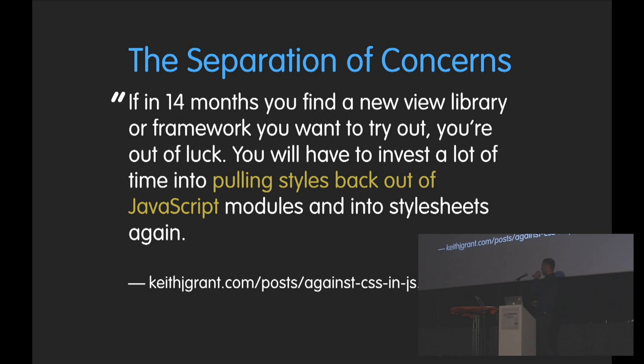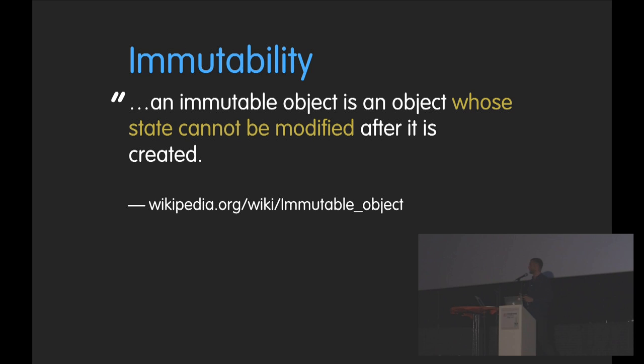Immutability, who's heard of this one? Oh, a handful. So immutability is a really interesting one at the moment, especially if you're interested in functional programming. Immutability deals with mutations or the lack thereof. And a mutation is basically a thing changing state throughout a program. An immutable object is an object whose state cannot be modified after it has been created.